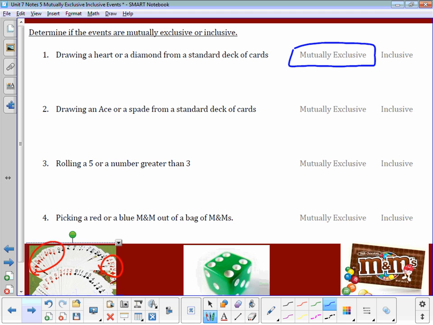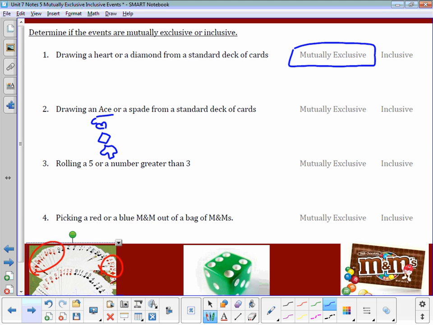Number 2, drawing an ace or a spade from a standard deck of cards. Ace or a spade. Well, there's an ace in all 4 suits, in hearts, in clubs, in diamonds. I still can't draw a club. And in spades.